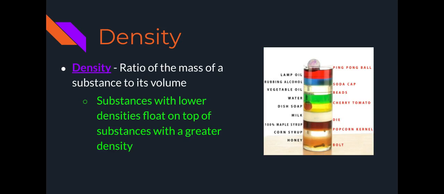Next one is density. Density is the ratio of mass of a substance to its volume. Substances that have lower densities are going to float on top of substances that have greater densities. So the classic example of that is water and oil. If you try to mix water and oil, they will not mix together.